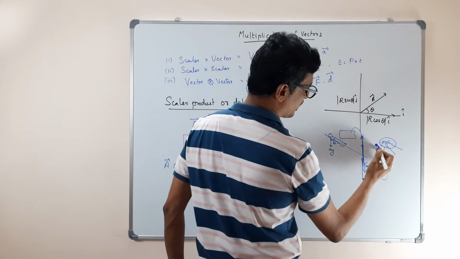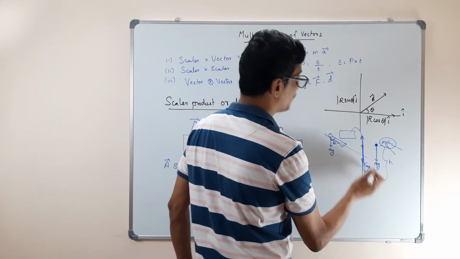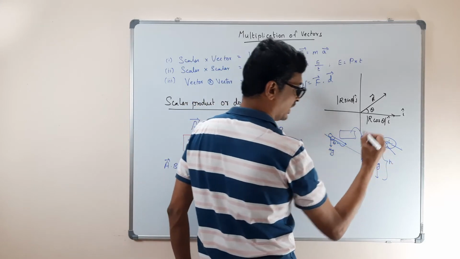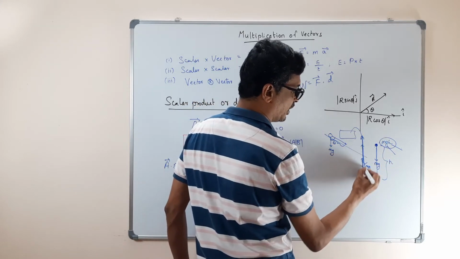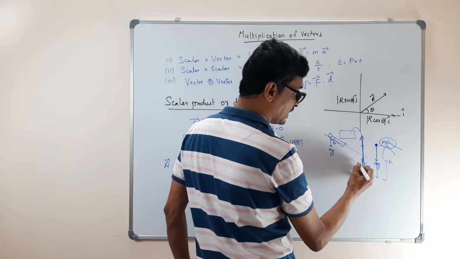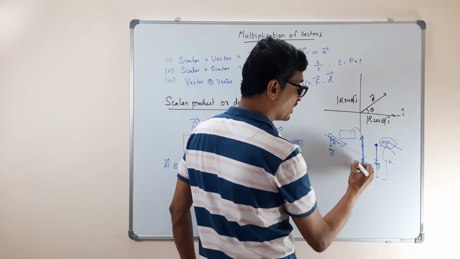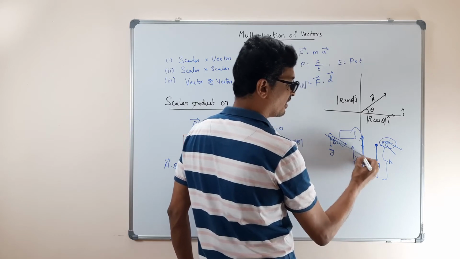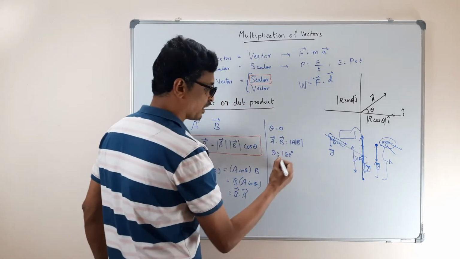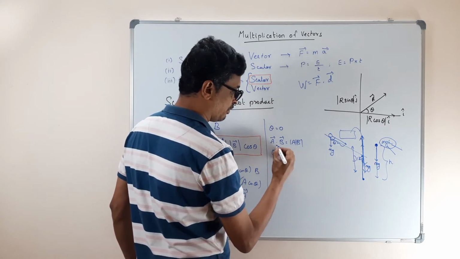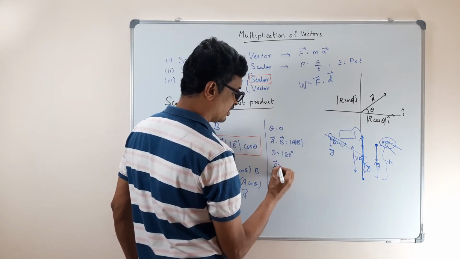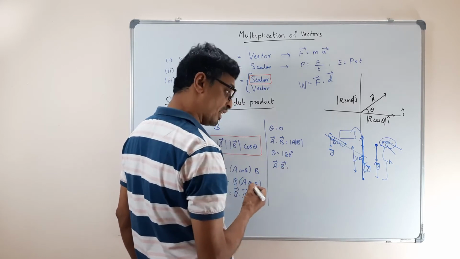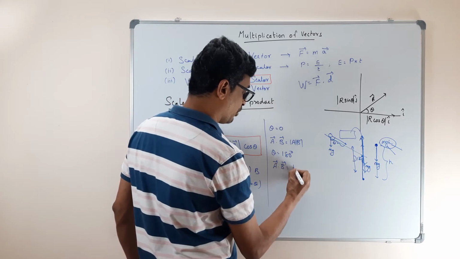So here they both are in the same direction, so your theta is 0, and we get A into B. When it is opposite, that means when you throw a stone upwards, the force is acting downwards but your displacement is upwards, 180 degrees. Got it? So at 180 degrees, what happened? Tell me, what will be A dot B? Will it be the same?